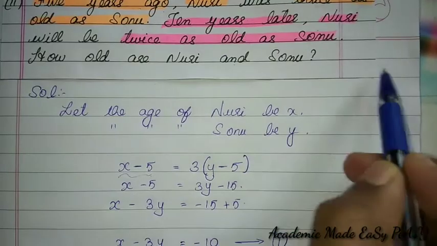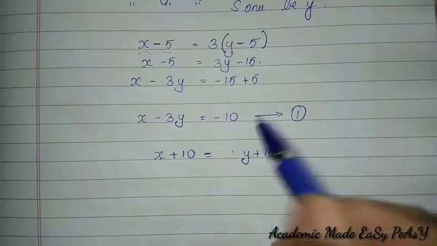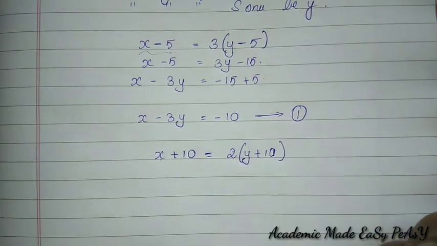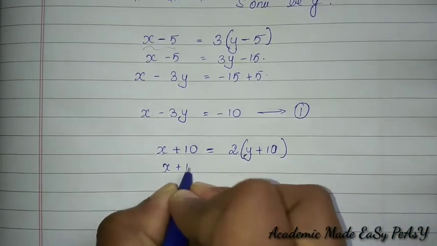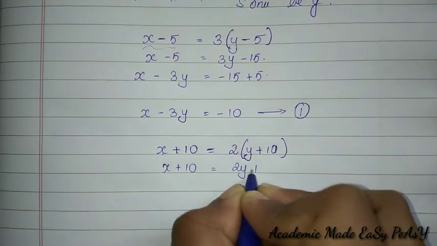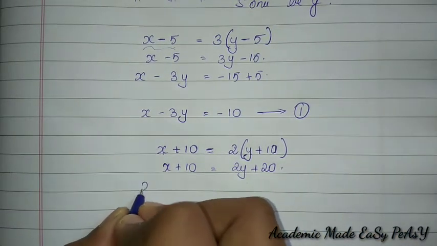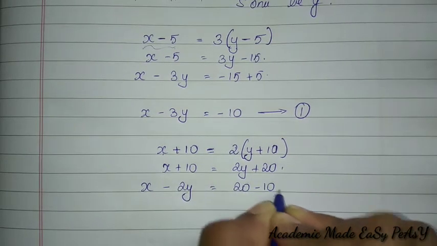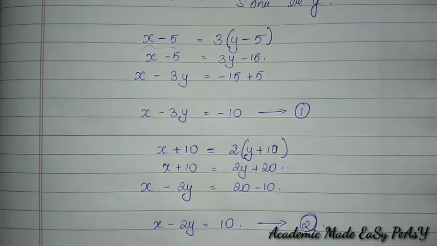So what is given? 10 years later, Nuri will be twice as old as Sonu. So twice Sonu's age. This is Sonu's age, so 2 into y plus 10. Now let us start simplifying it. So x plus 10 is equal to 2y plus 20. Let me have variables and numbers on one side. So x minus 2y is equal to 20 minus 10. So x minus 2y is equal to 10. Let this be equation 2.